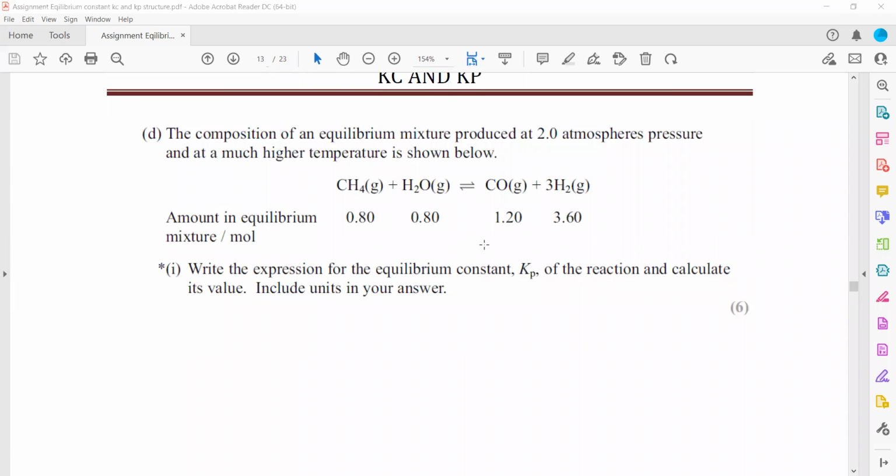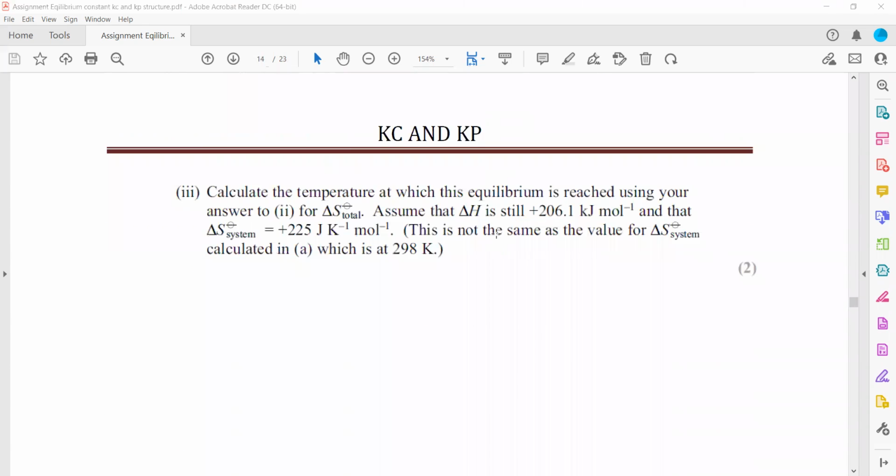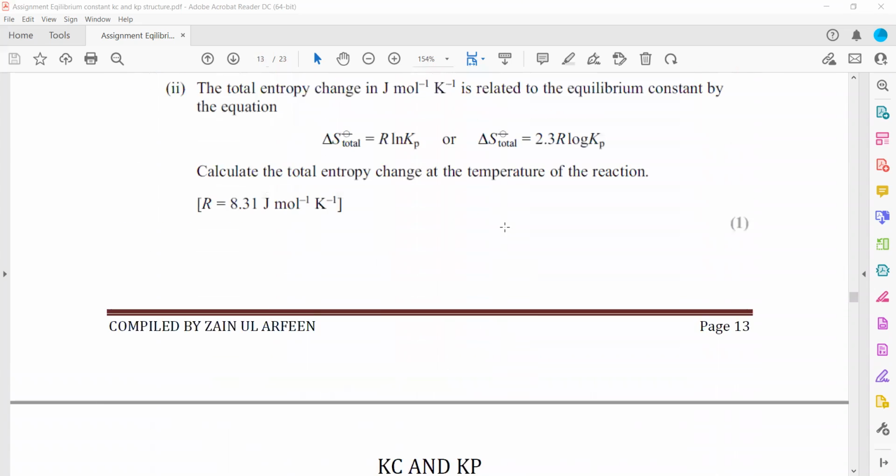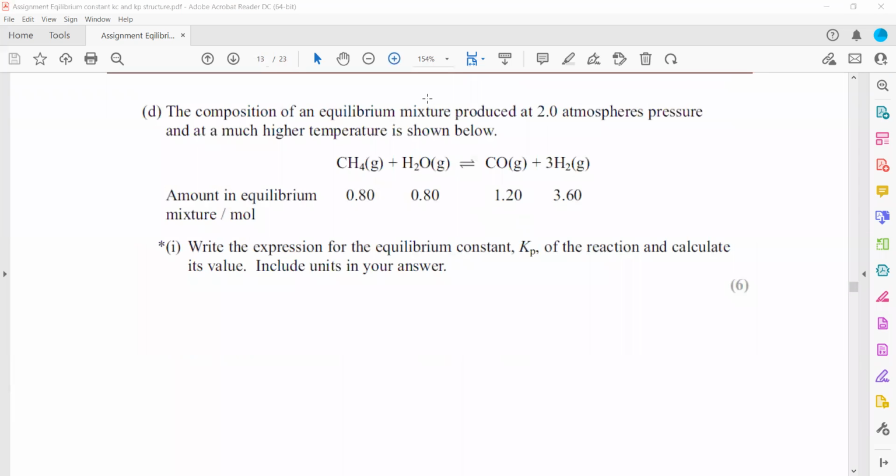Then we have the expression for Kp. So quickly, I'll go through this. Just write an expression for Kp. Here, Kp will be the products over the reactants, and then calculate. The total pressure is 2. So we'll find the partial pressures. How to get the partial pressure of methane? It is the moles of the gas divided by the sum of the moles, the total number of moles, so we add the moles of the reactants and products, and multiply by the total pressure.